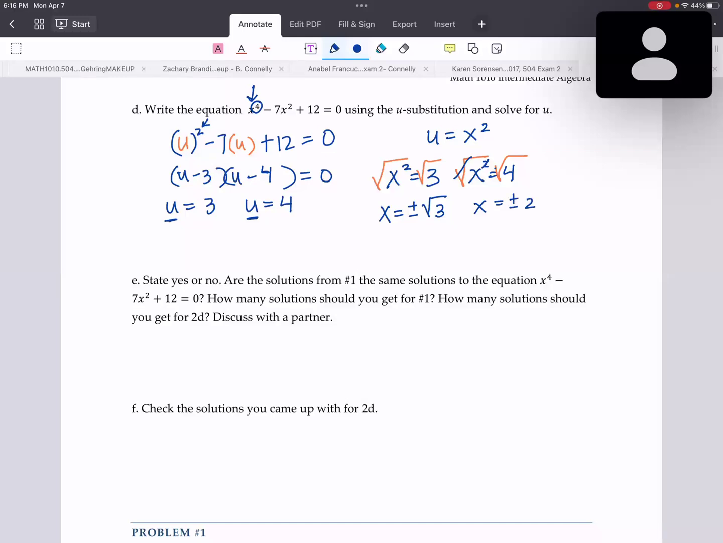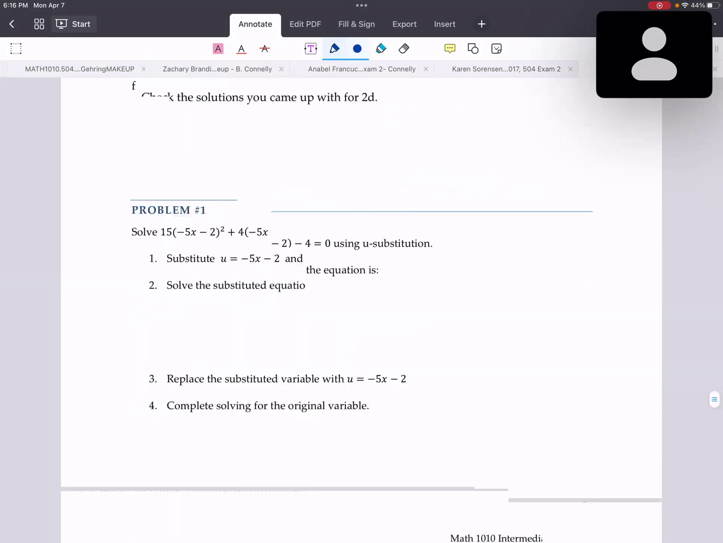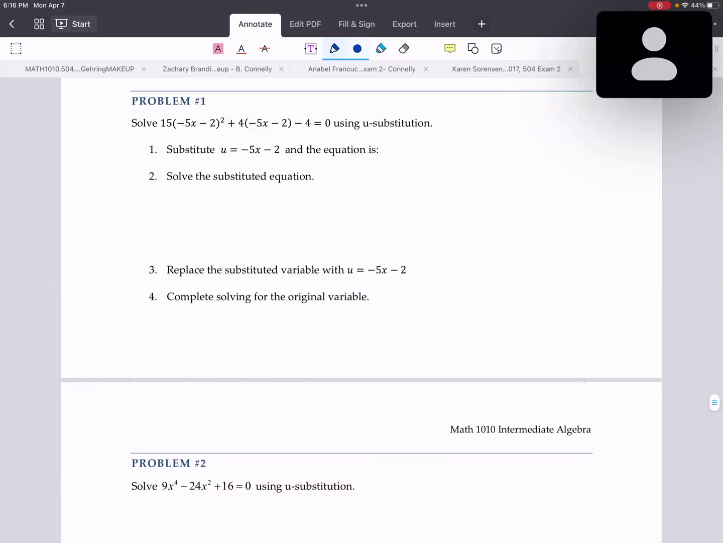All right, so remember, I have 4 solutions here. I have a positive square root of 3, a negative square root of 3, a positive 2, and a negative 2. And I'm expecting to have 4 solutions because my highest exponent was a 4. All right, and then you could go back and check those solutions for that. Okay, let's look at another one here.